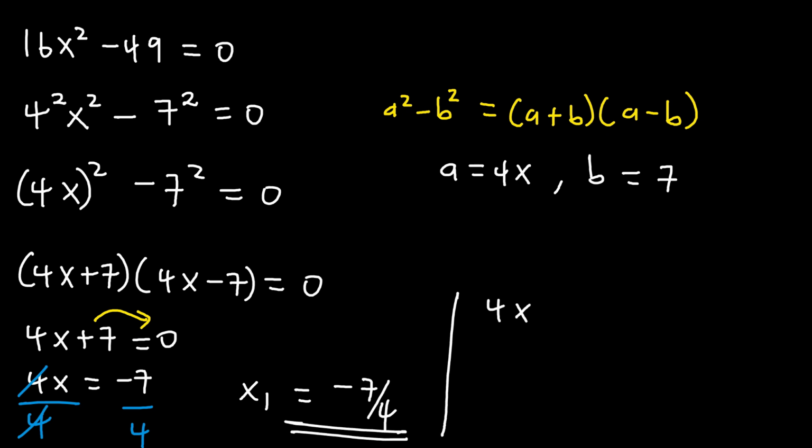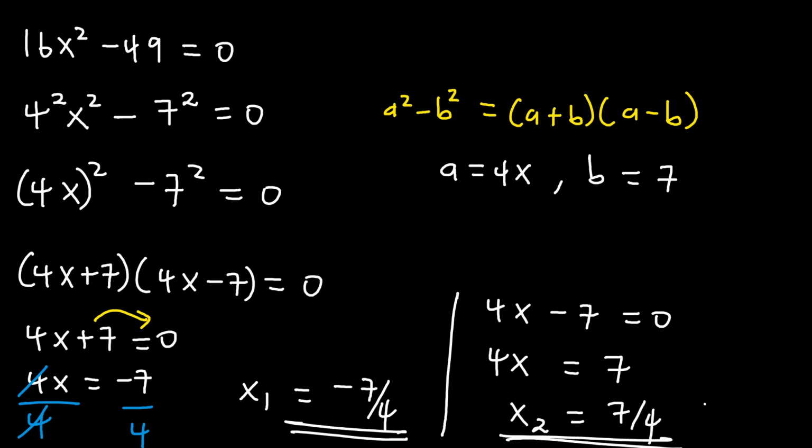And if we set 4x minus 7 to be equal to 0, then 4x will be equal to positive 7. And dividing through by 4, we shall get x2 to be equal to positive 7 divided by 4. Now what if we had x to the power of 2 minus 5x plus 6 equaling 0? How can you factor this?